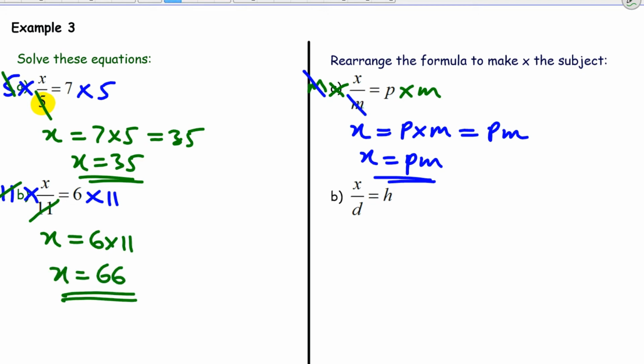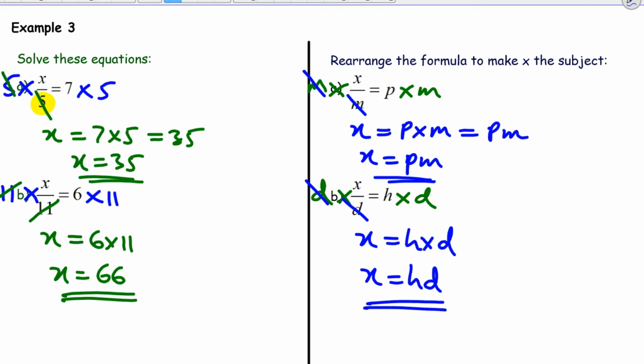On the right hand side, x is divided by d. The opposite of dividing by d is multiplying by d. So we multiply d on each side. Obviously, d divided by d is 1. So x will be equal to h multiplied by d. So x will be equal to hd.